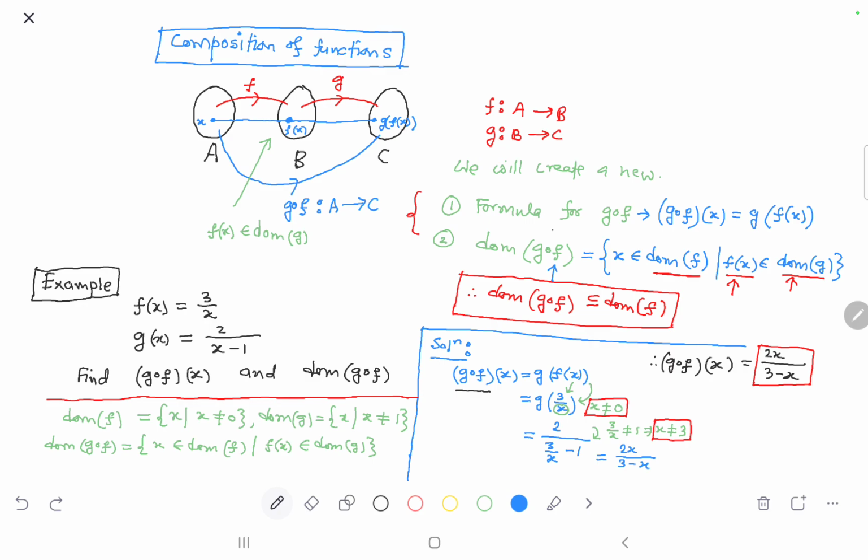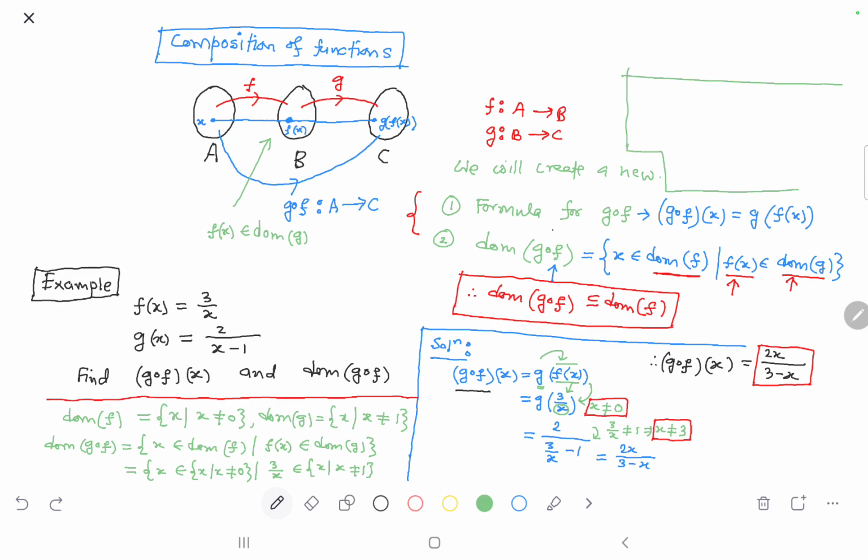So, let me write down here. x belongs to the domain of f such that... so tell me, what is the domain of f? The domain of f means all the numbers we have to take such that x not equal to zero. Got it? I have a question. Why is f(x) in the domain of g? Because, you know, we apply g on f(x). That's why f(x) must be in the domain of g, right? Yeah, okay. So what should we get? We have to take f(x), which means your formula 3 over x, belonging to the domain of g, that is, x such that x not equal to 1. Okay?